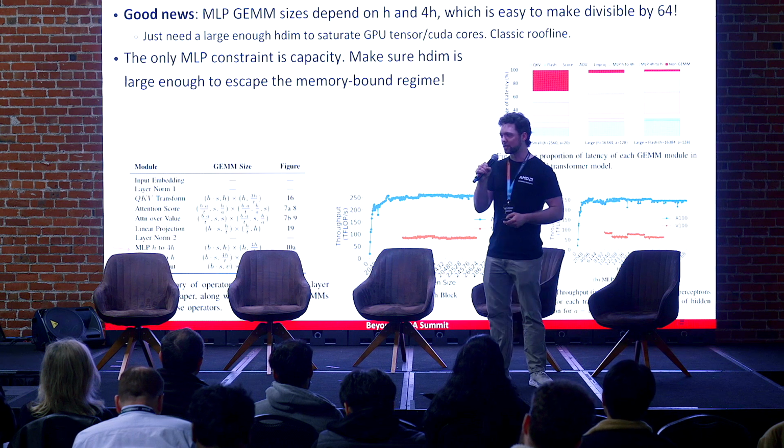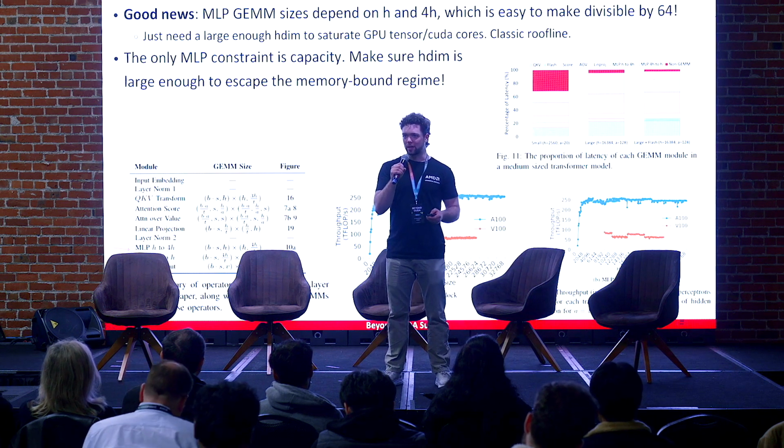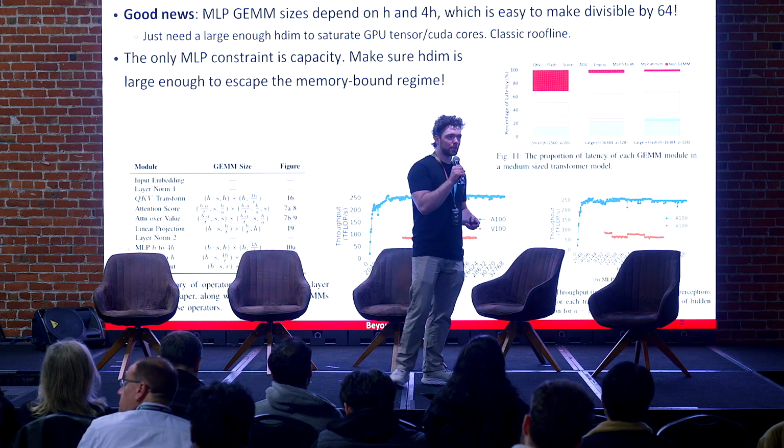The good news is that the MLPs, where the actual time is being spent, those sizes depend just on a factor of H, the hidden dimension, and 4H for our example, which is really easy to make divisible by 64. So you're done, and then it's just a roofline model. You just need to make sure that those MLPs are big enough to saturate your GPU, being A100, H100, MI300X, whatever it is. As long as it's big enough, you're fine. The only MLP constraint is capacity, like I was mentioning.